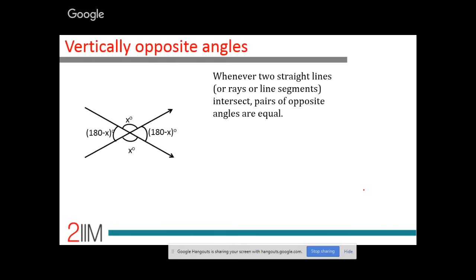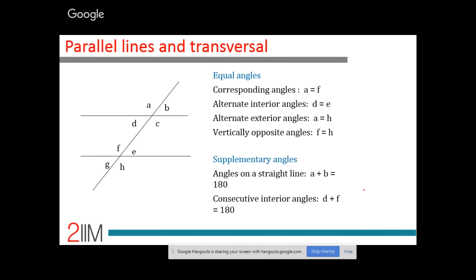So hang on. And so vertically opposite angles are equal. Angles on a straight line add up to 180 degrees. We know this. And so then when there are two parallel lines, alternate interior angles are equal. Alternate exterior angles are equal. Corresponding angles are equal. Vertically opposite angles are equal. Co-interior angles are supplementary. And so, two parallel lines cut by a transversal.